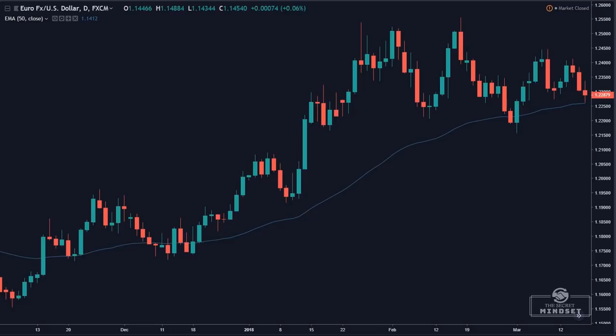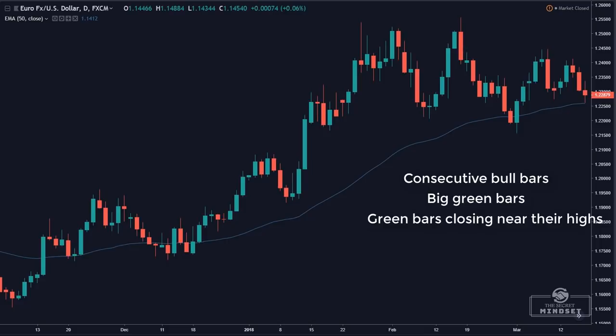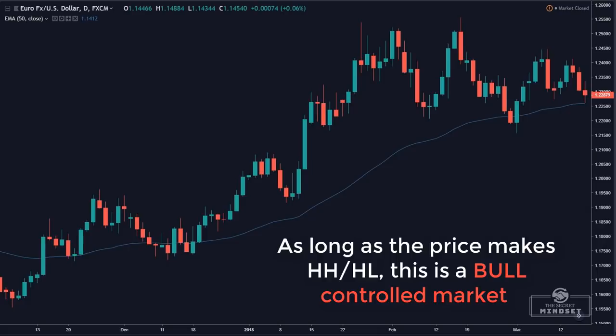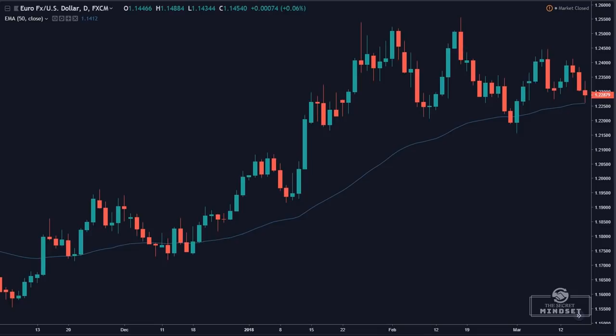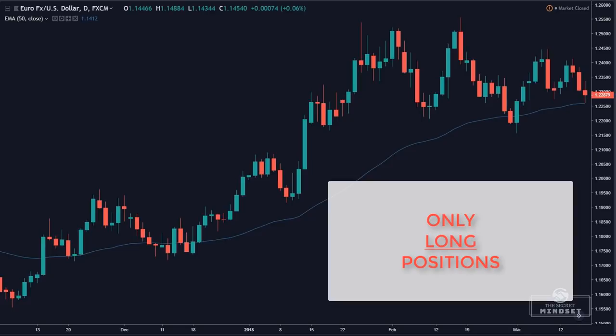We see consecutive bull bars, big body candles, green bars closing near day highs, wicks below the bars, and green bars becoming bigger. As long as the price continues to record higher highs and higher lows, this should be considered a bull-controlled market, and the only trading scenario will involve buying positions. So only long positions during this kind of price action.